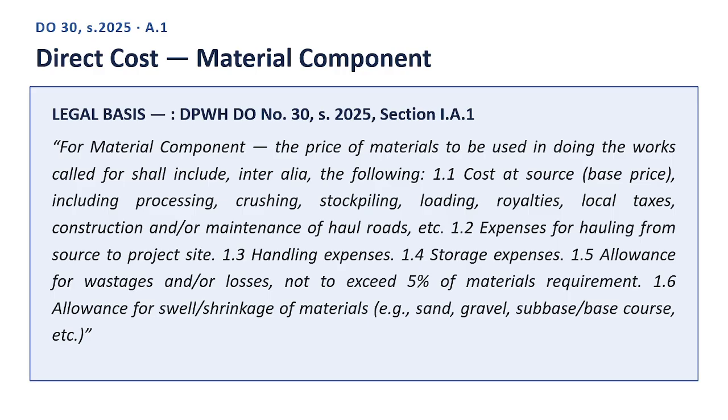1.5 allowance for wastages and/or losses, not to exceed 5% of materials requirement. 1.6 allowance for swell, shrinkage of materials, e.g., sand, gravel, subbase, base course, etc. End quote. Notice how comprehensive this list is. It is not just the sticker price of cement or gravel. It includes royalties, local taxes, hauling, handling, storage, and even an allowance for materials that are wasted or that swell and shrink during construction. Leaving any of these out understates the true cost of the material.